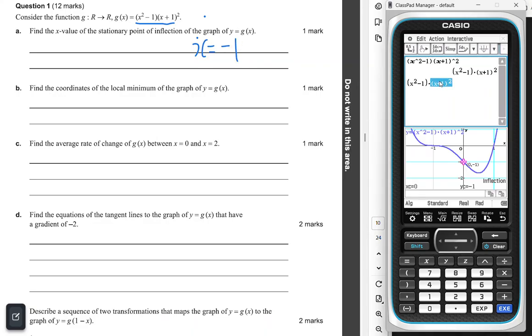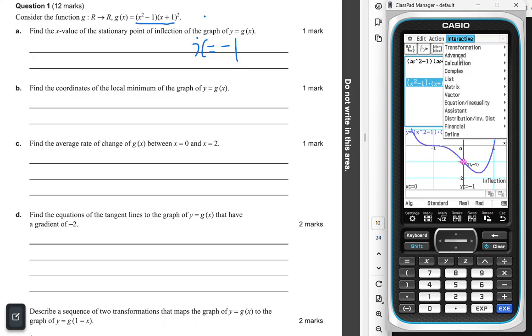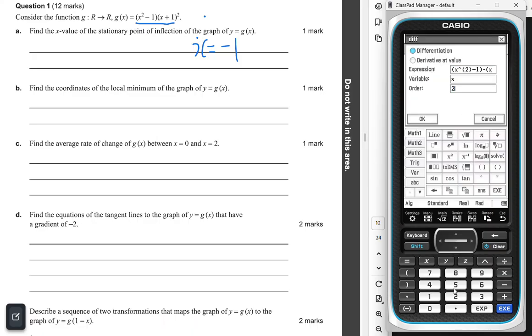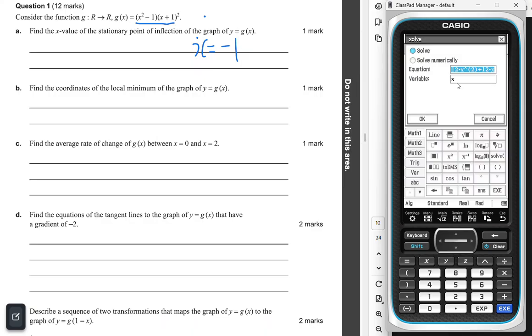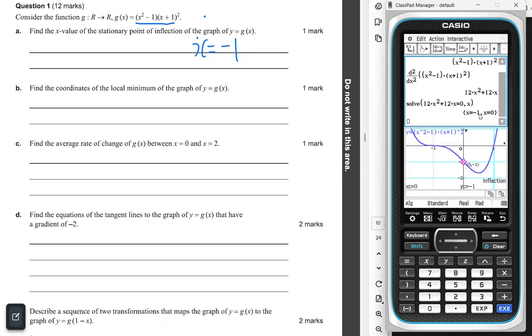If I was to take the second derivative, and I set that equal to 0 and solve for x, I get my two answers, -1 and 0, but I can see here that this is the only one that's got a stationary gradient.